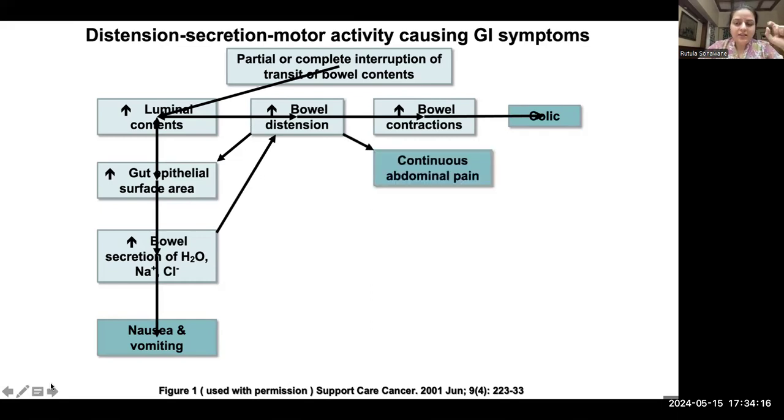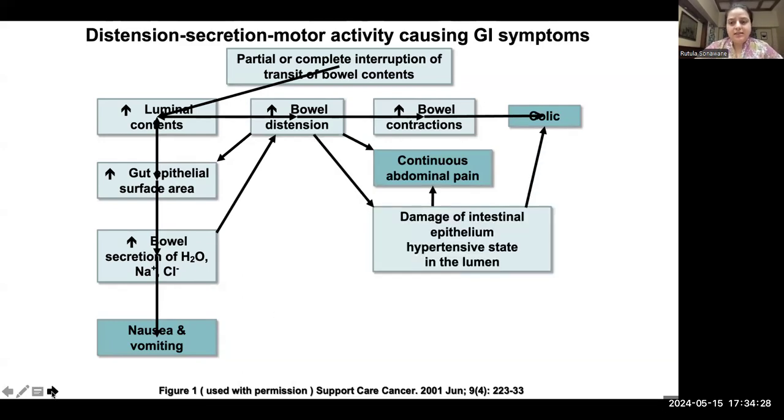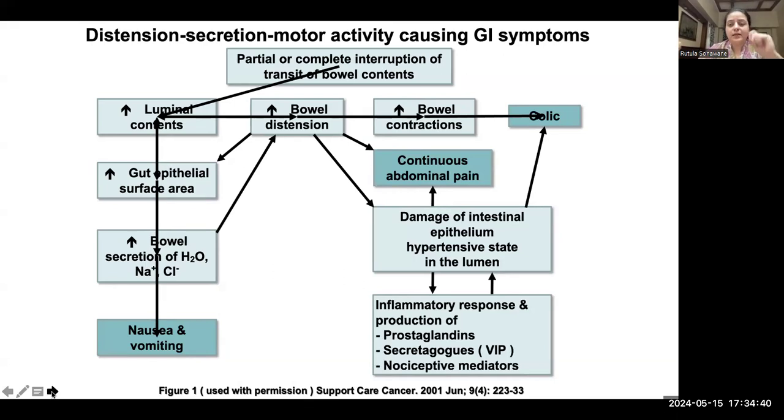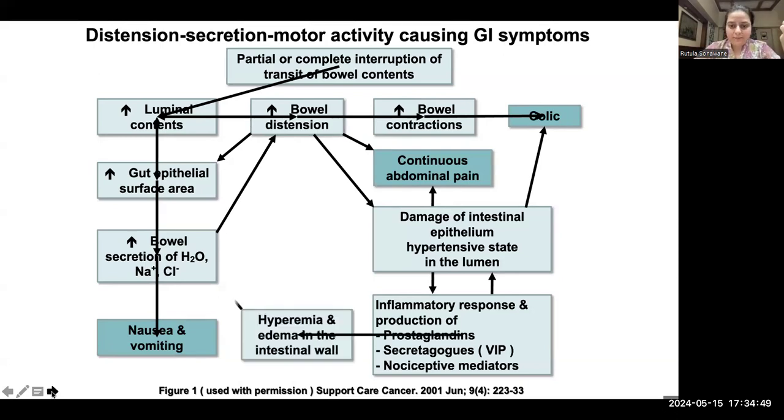Now, because of the distension again, there is also a dull continuous ache. So there is a colicky pain and there is continuous abdominal pain. Because of the distension, there is damage to your epithelium as well, which causes a sort of hypertensive luminal state, which again increases your colic, but also gives rise to an inflammatory process in the lumen, which leads to production of prostaglandins, your secretagogues, and nociceptor mediators, which would again cause a lot of pain. This also leads to hyperemia or edema of the intestinal wall, which will again lead to increasing secretions into the gut lumen.